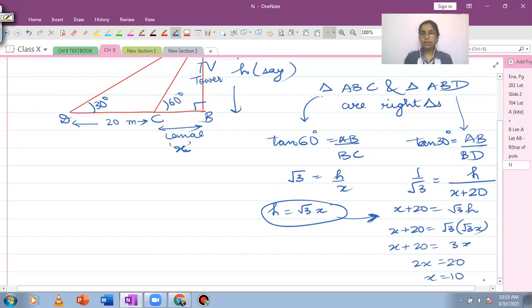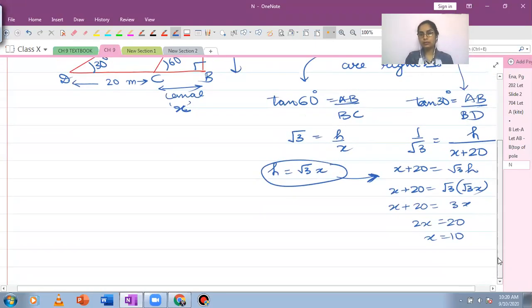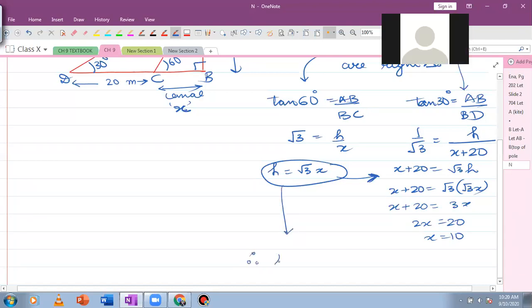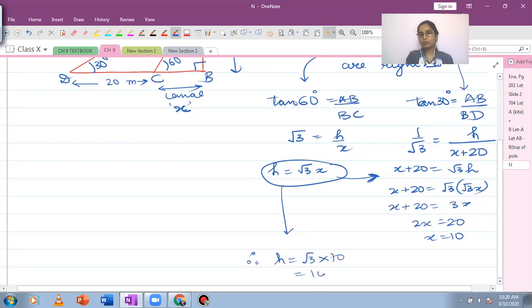Now remember, X is the width of the canal. You need to find out the height also. So H will actually be equal to root 3 multiplied by 10. So this will be 10 root 3. The width of the canal came out to be X as 10 meters. This is the width of the canal, 10 meters wide. And this is the height of the TV tower.